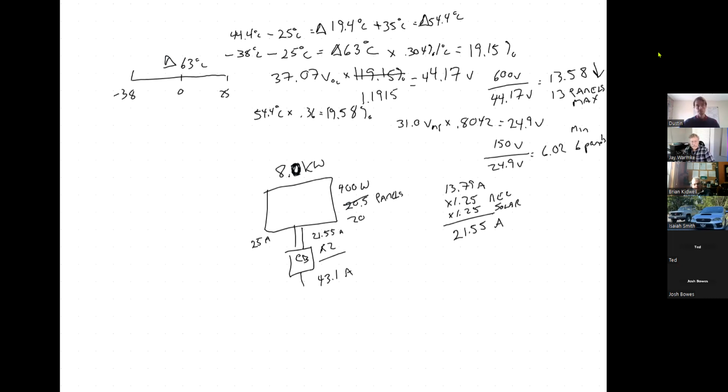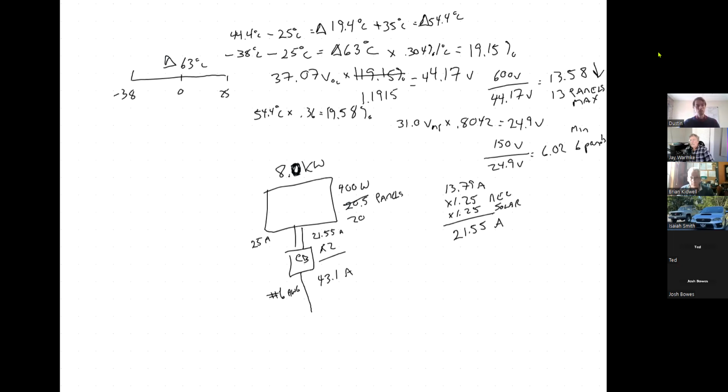So looking at the same table there on page 104, I can see that I can't use 8 gauge wire because that's only rated to 40 amps. So I've got to use 6 gauge wire. So I'm going to come out of there with 43 amps. Right? 6 gauge wire is rated to 55 amps.